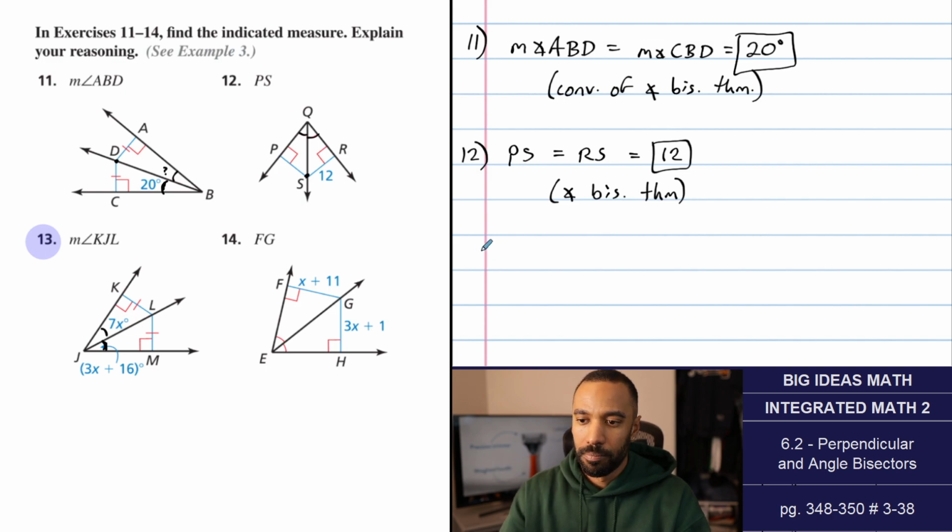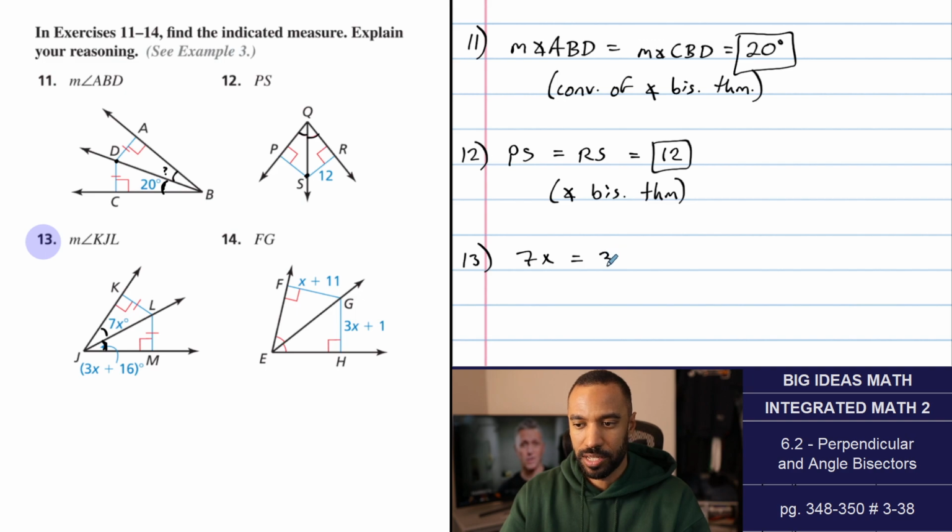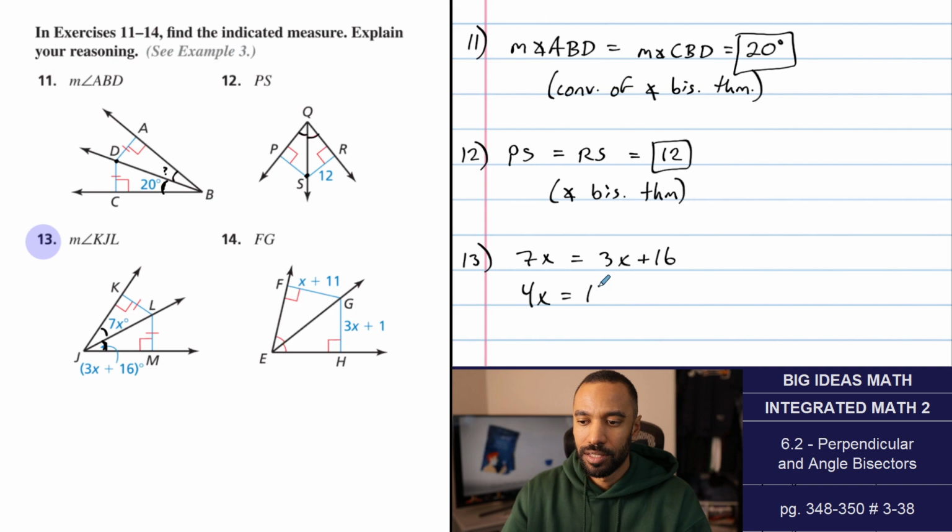I can write that 7x equals 3x plus 16. I can solve for x: subtract 3x from both sides, and divide both sides by 4, like so.